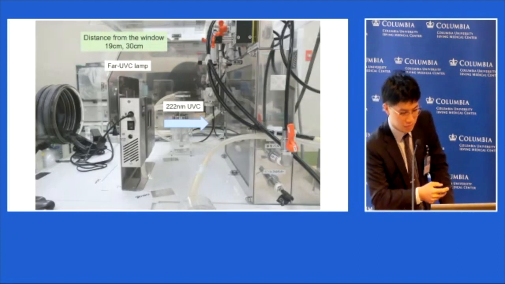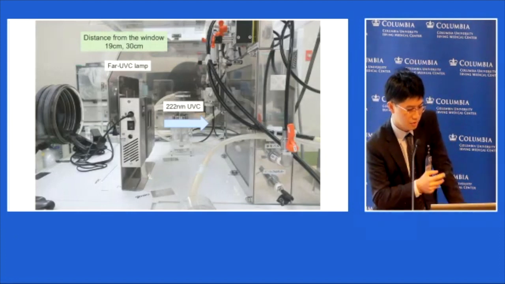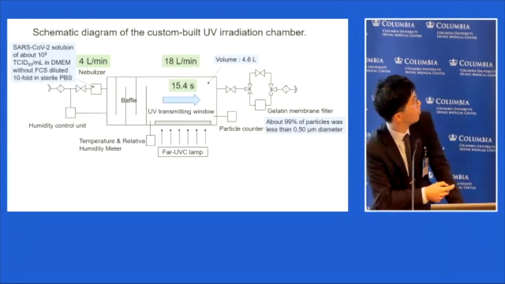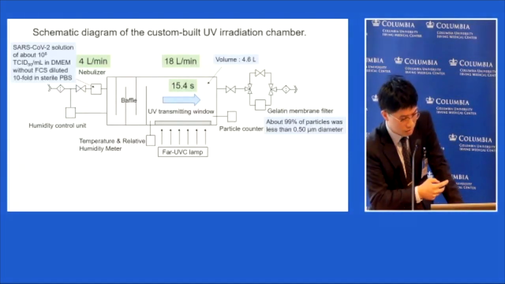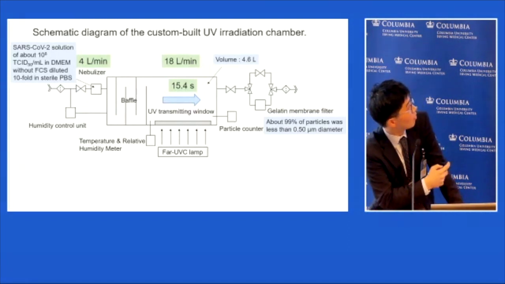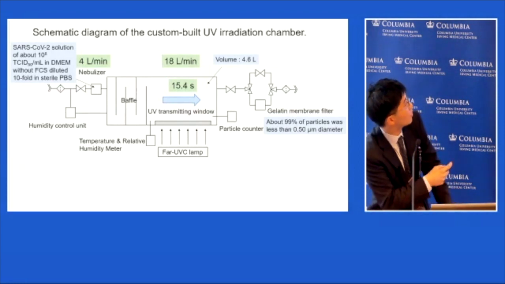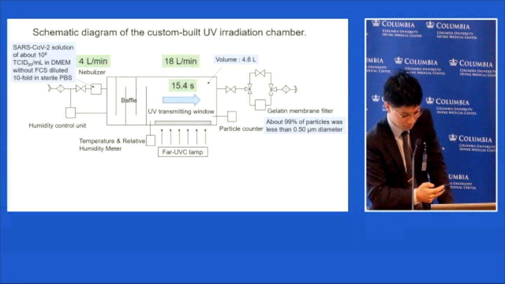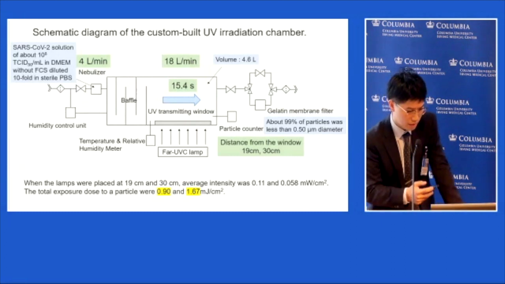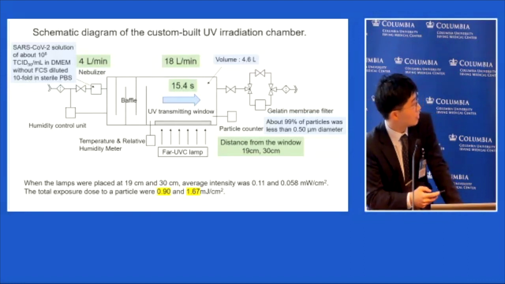The UVC lamp has two positions, 90 centimeters and 30 centimeters away from the window. In the UV transmitting window box, the volume is 4.6 liters and the flow rate is 18 liters per minute. So the particles receive Far-UVC for about 15 seconds. The total exposure doses of the particles were 0.90 and 1.67 millijoules per square centimeter.